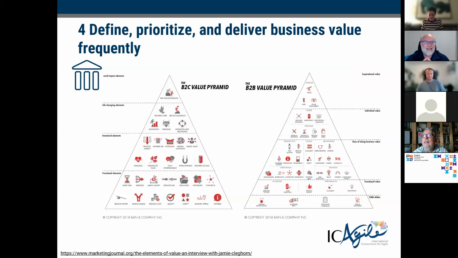Define, prioritize, and deliver business value frequently. Business value needs to be articulated in clear language, using those clear agreed upon metrics to make work prioritization clear and straightforward at any level. Depending on the scope of control, work is delivered in the smallest increments possible, as frequently as possible, to enable rapid feedback, learning, and adaptation.